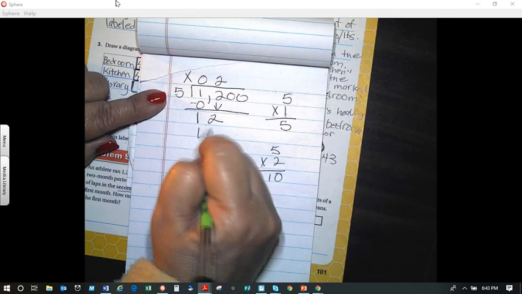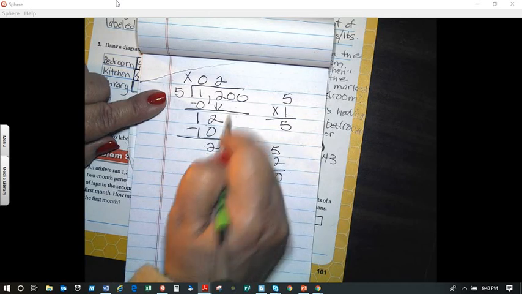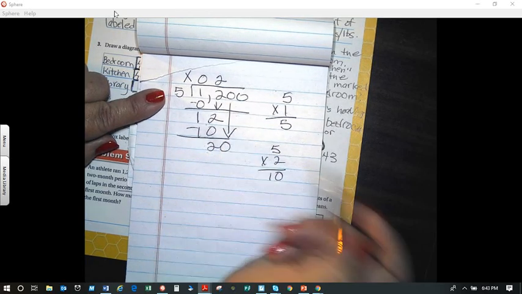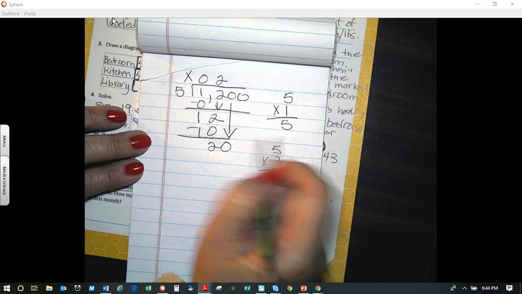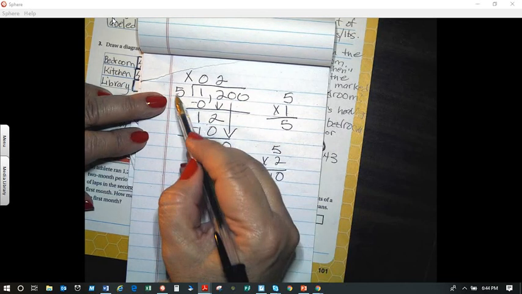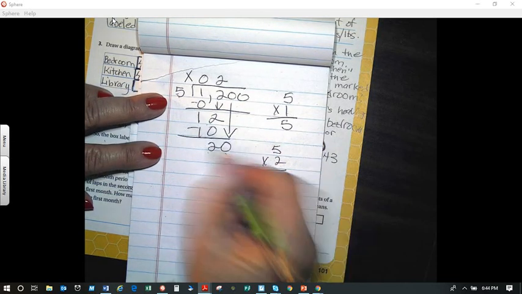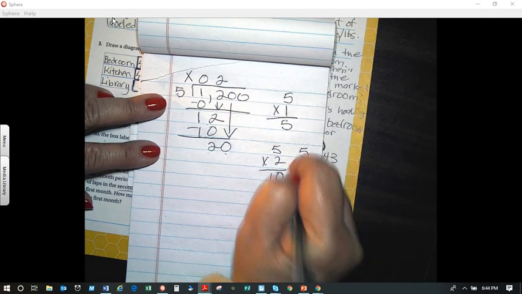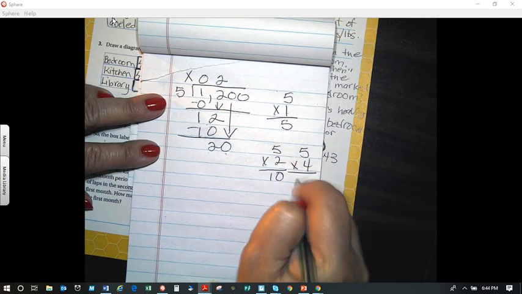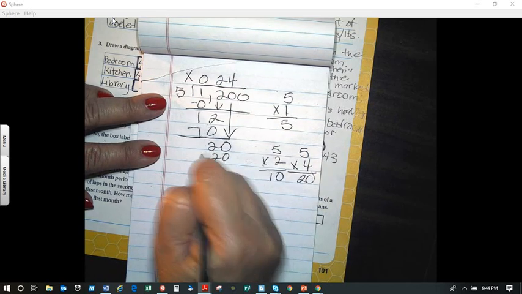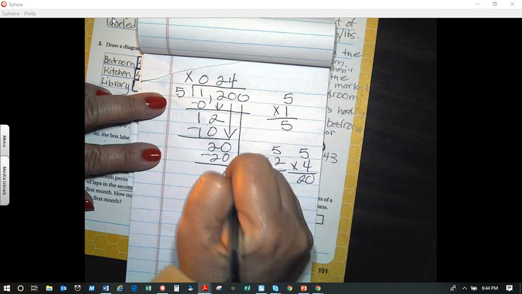That makes it 10. I subtract out. This is 2. I'm going to bring down my 0. Some of you on the quiz yesterday, you didn't know what to do after this when there are zeros. Well, how many groups of 5 can go into 20? I just told you. 4. So you have 4 groups of 5 equals 20. And that's 0. Now I'm going to bring down the other 0.